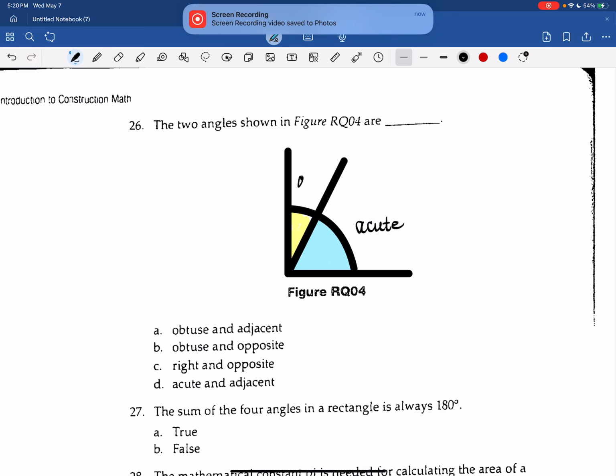And so is this one. It's a cute little angle. Little bitty one. So that answers my question right there. There's only one option that gives me acute.